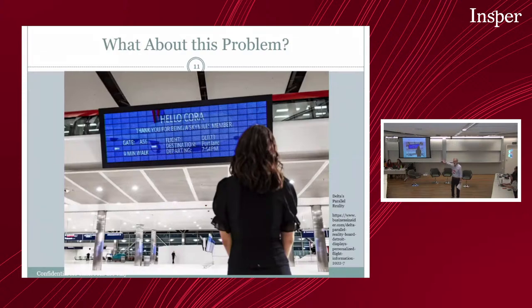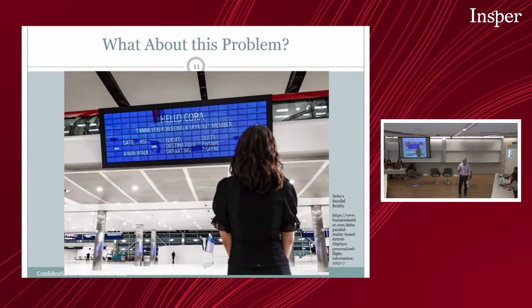I just saw an article about this a little while ago. This is called Delta's Parallel Reality. I haven't the foggiest idea how it works. But basically, you and I are at the airport, we click on something on our phones, we stand next to each other, and we see completely different boards. Okay, but that's what the article said.